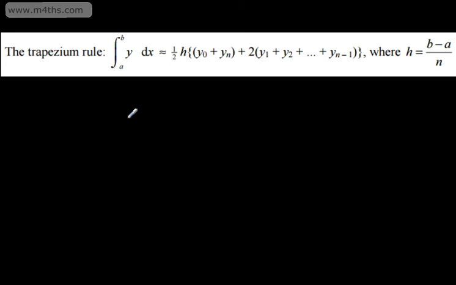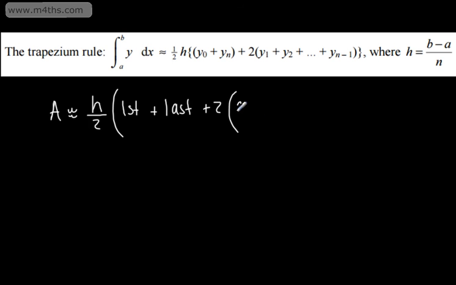What I want you to do is grab a pen and write down an easier way to do this. What we can say is that the area will be approximately equal to h over 2, the first value plus the last value plus 2 lots of all the other values added together. And that is it. This is very formulaic, and later on in the video I'll show how it's done, but this is a lot better now in terms of understanding what goes where.